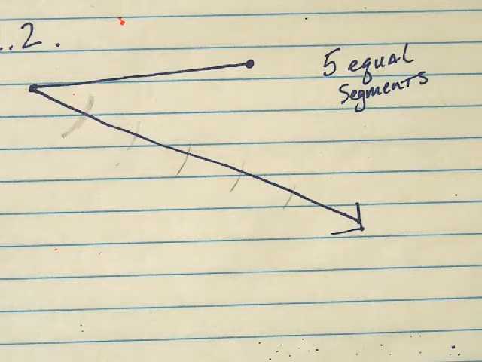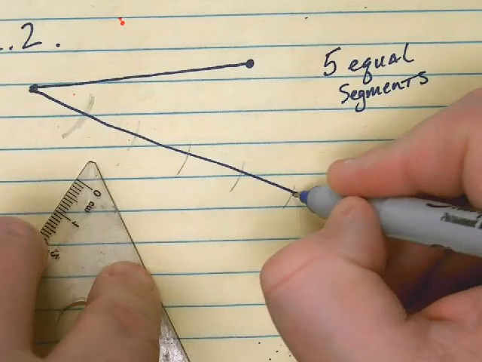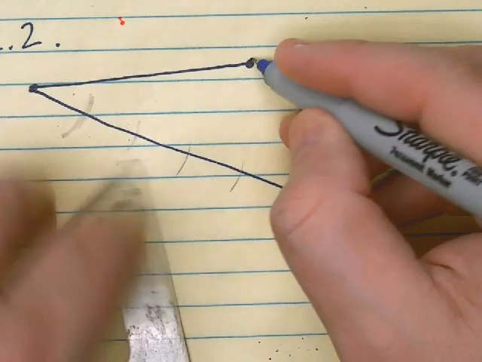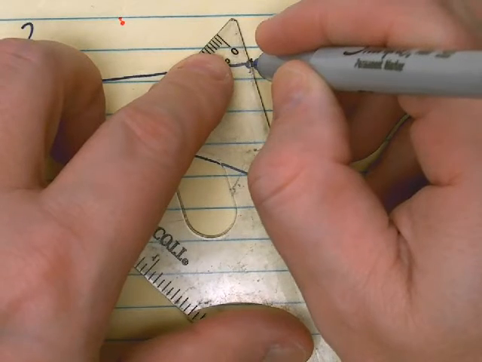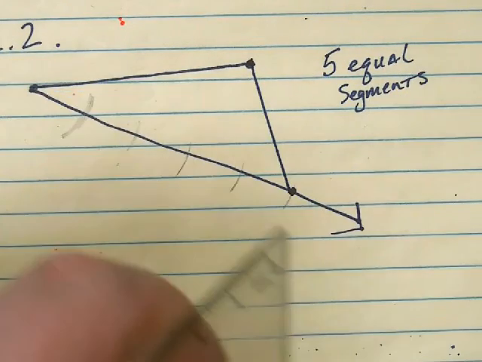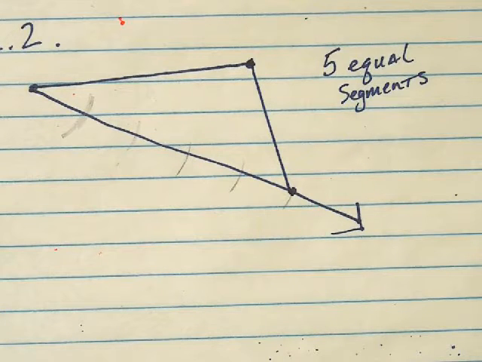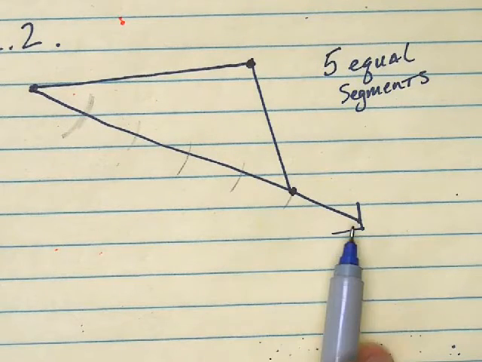Everyone okay with those 5 equal arcs? Okay, then I'm going to use a straight edge. And I'm going to connect the last one, the 5th one, to the other endpoint. What am I creating? I am creating a triangle. Everyone okay now? All right, so now what do I have? I have a triangle, and one of the sides is already divided into 5 equal segments.